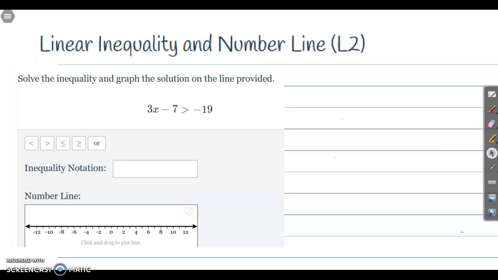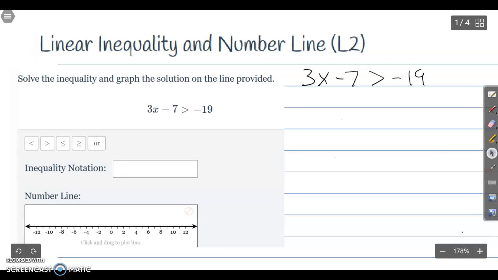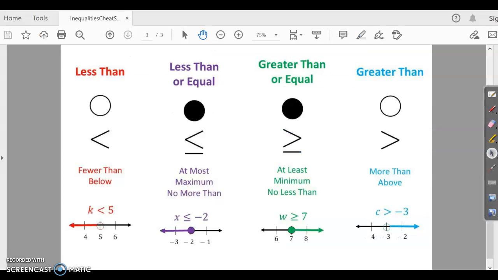on the line provided. Okay, so the first thing I'm going to do is just write over here on the side, 3x minus 7 greater than negative 19. And if you forget what's greater than or what's less than, you could just click right here or look on your notes and see what is greater than or less than.